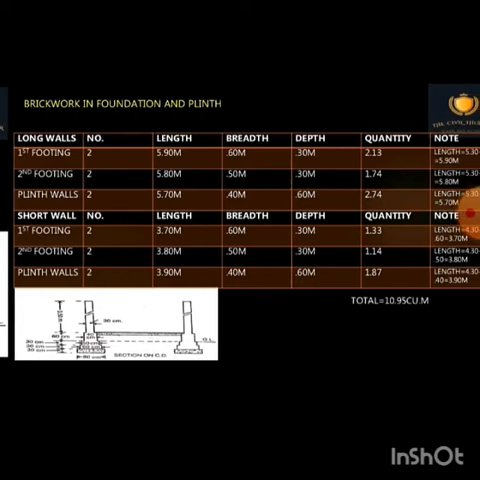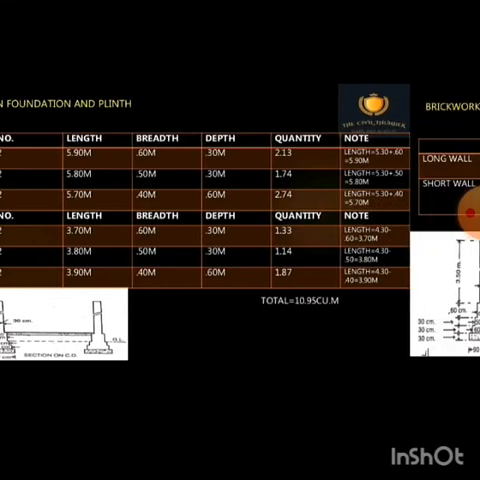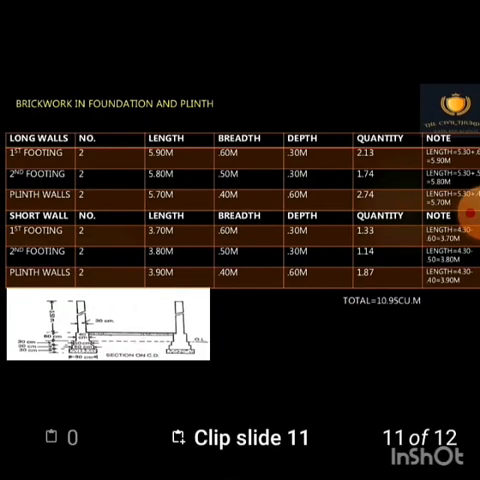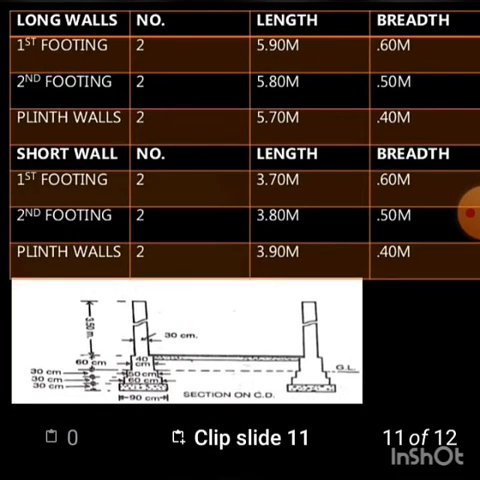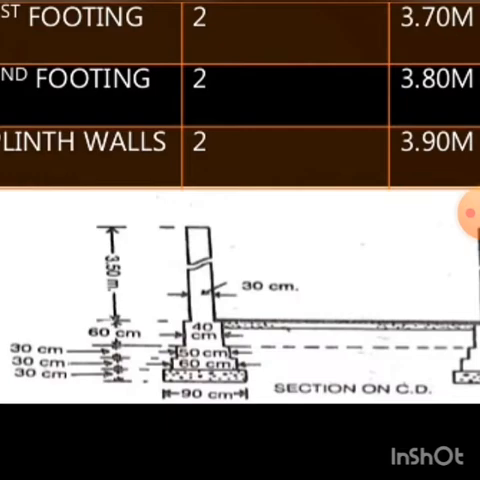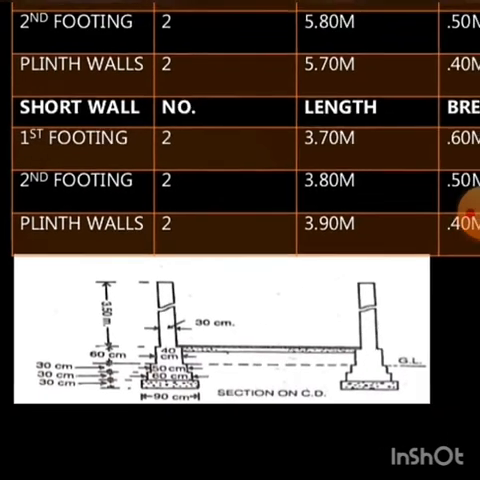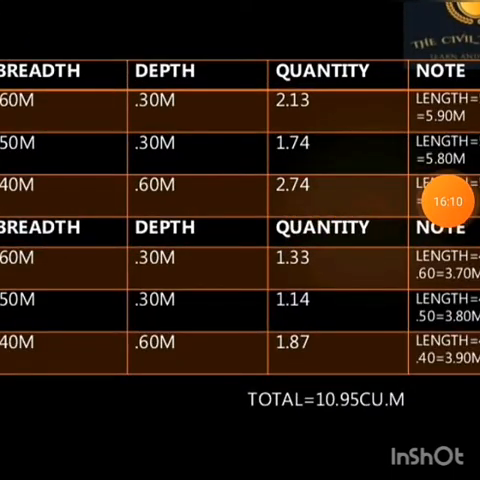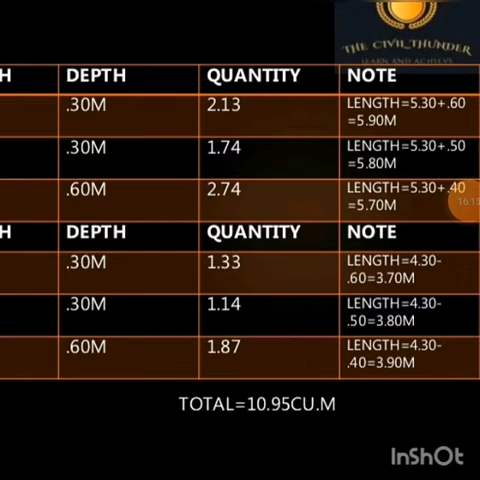The out to out length of the long wall for first footing is equal to center to center length of long wall, which is 5.3 we have, and the width of the footing 1 is given as 0.6 in the diagram. As you can see in the cross section, they have given the width of the footing 1 as 0.6 meters or 60 centimeters. Therefore the out to out length of long wall for first footing, I have noted that value in this note column, you can see there, is equal to 5.3 meters, which is of long wall, plus 0.6 meters, which is the width of footing 1, which is equal to 5.9 meters.